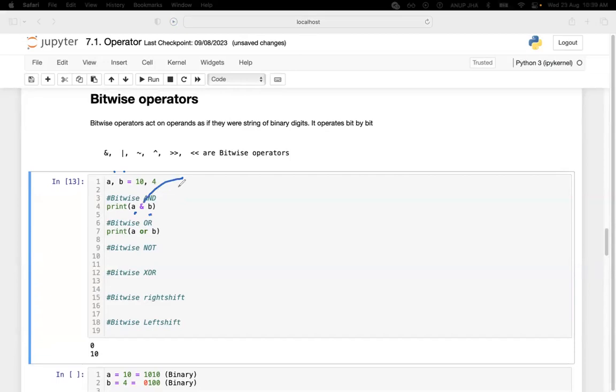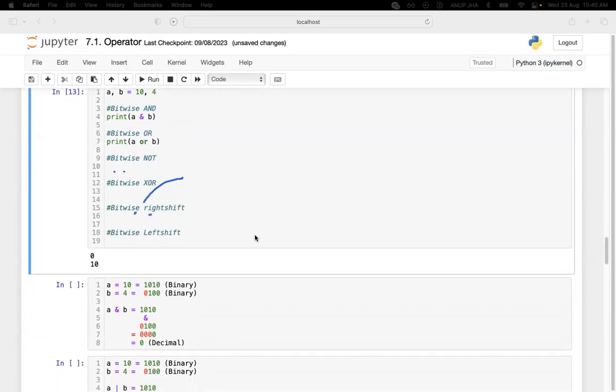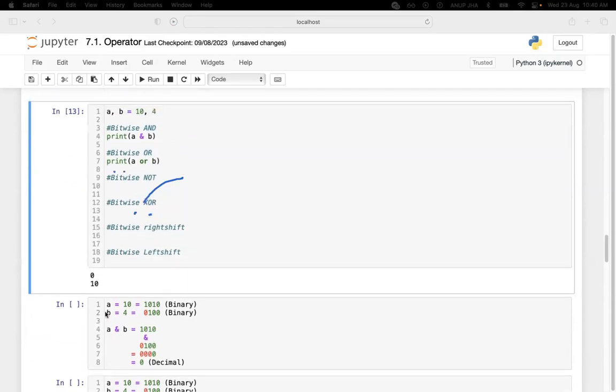One question. A is 10 and B is 4, correct? So why am I getting 0 here and 10 here? Let's see. You will understand this. First, what is happening when I am assigning A is equal to 10?